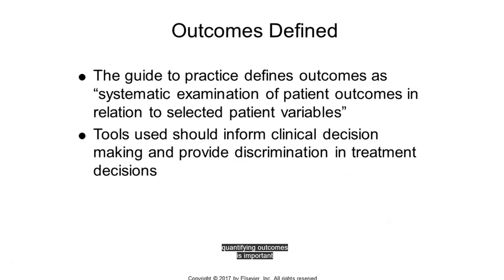Quantifying outcomes is important to measure success and achievement in a cardiopulmonary rehabilitation program. Outcomes are defined as, quote, a systematic examination of patient outcomes in relation to selected patient variables, end quote, i.e., age, sex, diagnosis, and interventions performed. The 3 main categories we will investigate are the biological physiological measures, the functional measures, and lastly, the HRQL measures. These tools will inform clinical decisions in designing a treatment plan and measure success within the plan.